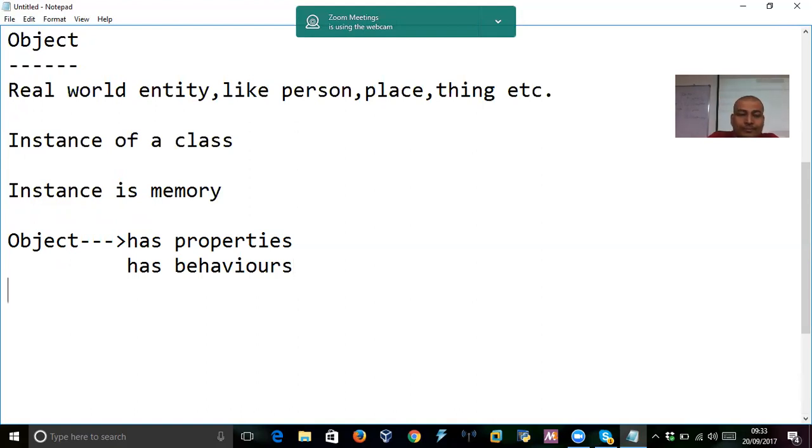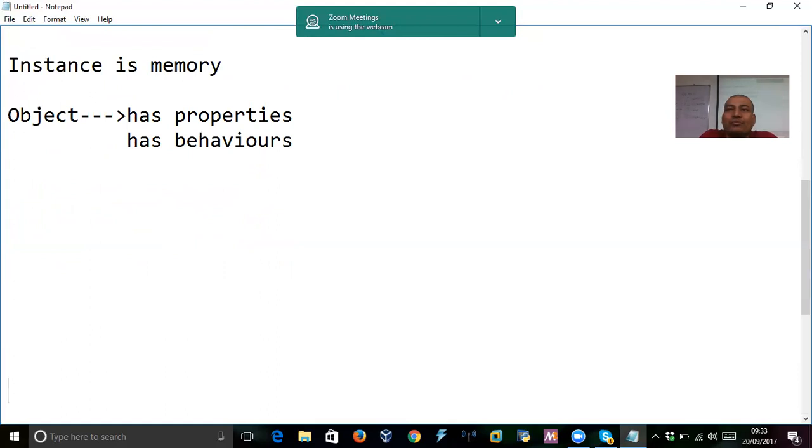Suppose you take an example. Tell me an object of your choice. Tell me one object which you like very much in this real world. I think you are taking too much time to think about one object. You have infinite objects in the real world.